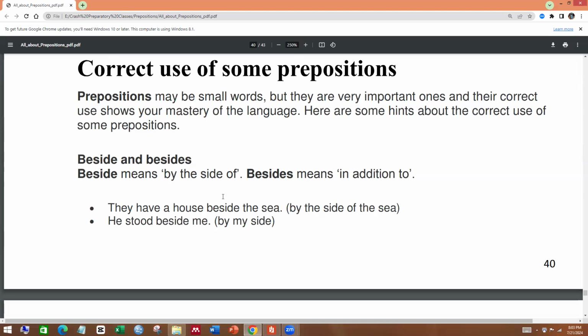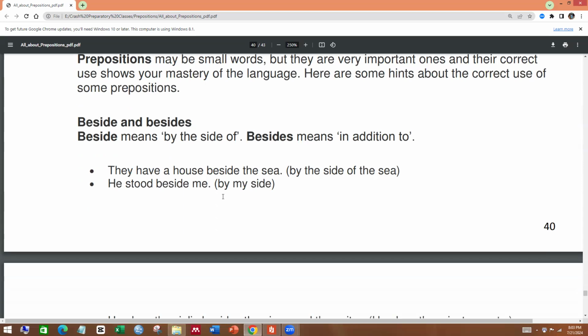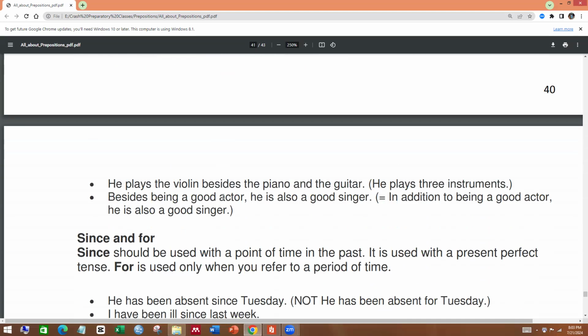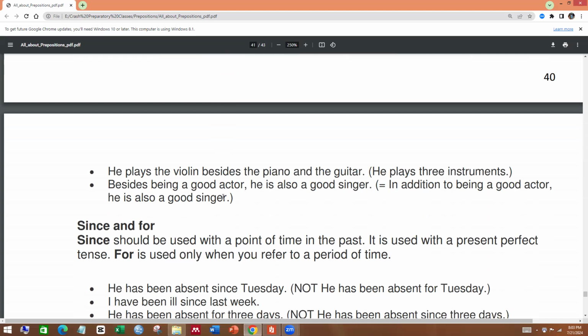Like when we say "in front of". He stood beside me means by my side, right in front of me, here. He plays the violin besides the piano and the guitar. He plays three instruments. Besides being a good actor, he is also a good singer. In addition to being a good actor, he is also a good singer.